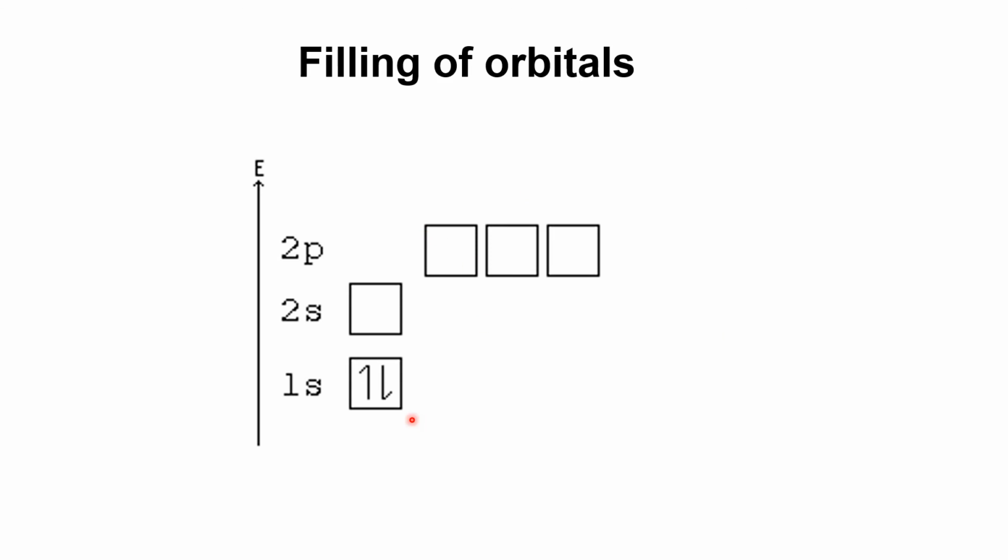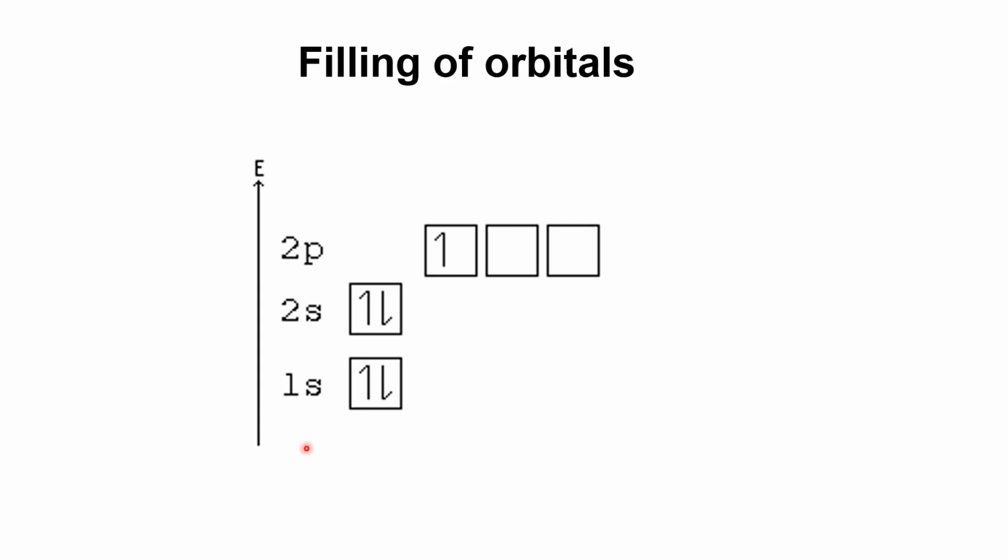For example, here you can see how the filling is done. You can see here that 1s is filled first, both the electrons, then 2s is filled, and then 2p, you can see that one electron is put in each orbital, and then the second electron was put in each orbital. Now the pairing has been done. So filling of orbitals is done like this.